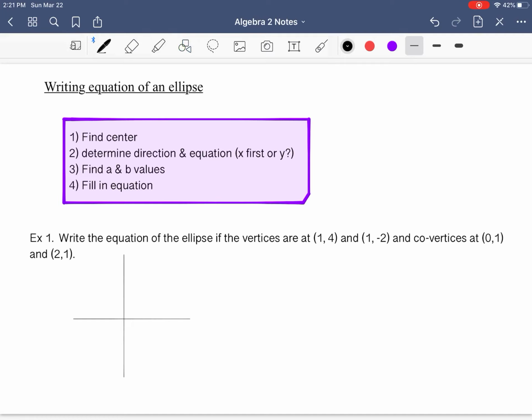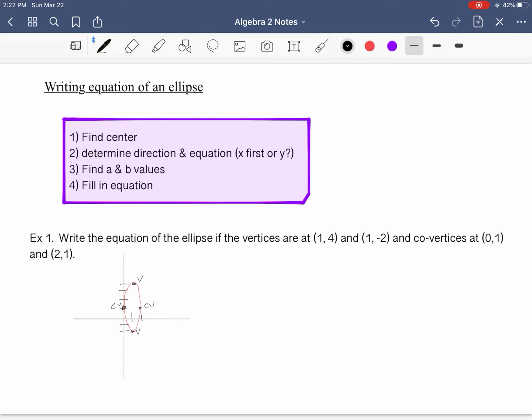So the point (1, 4). So there's our first vertex, and then (1, -2), there's our second, and then our co-vertices at (0, 1) and (2, 1). So if you were to connect this, you'd have an ellipse. Notice that it's going vertically, which means that we're going to be using a y squared equation first.